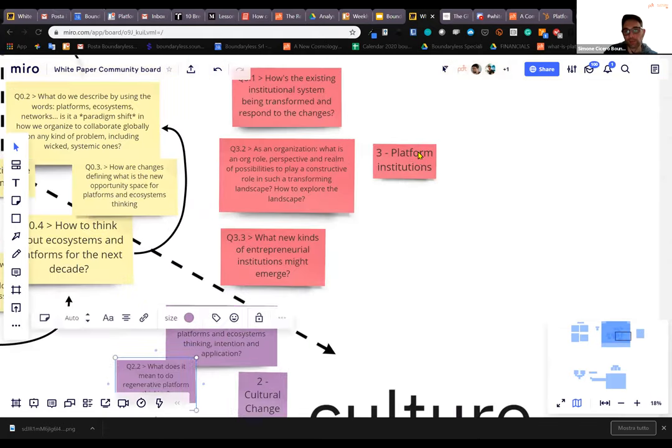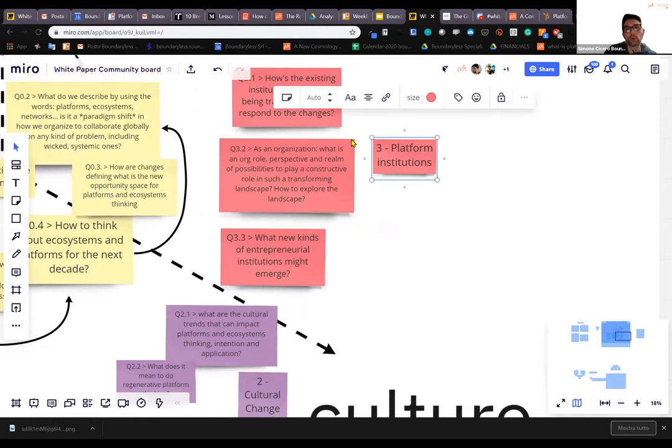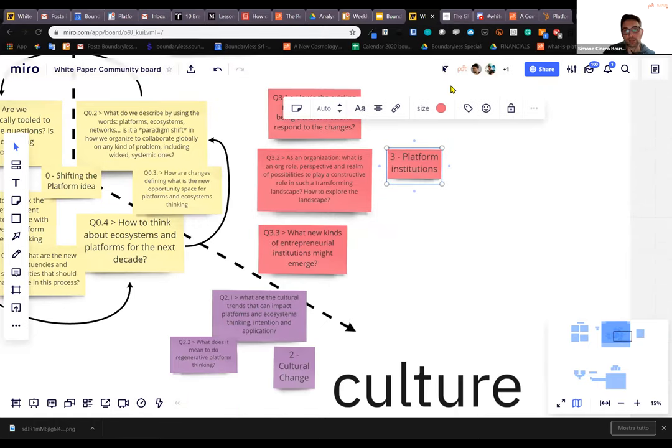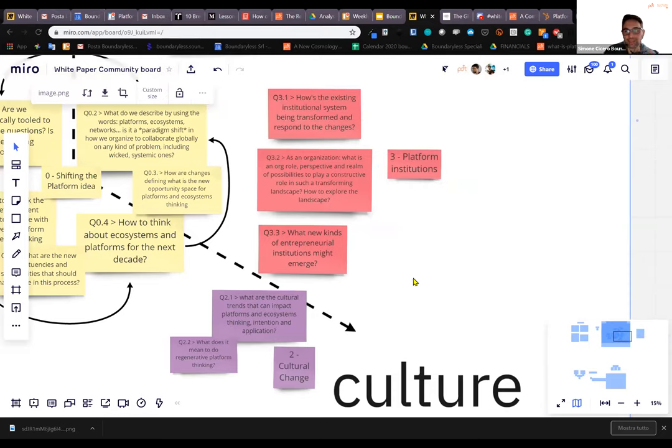Area number three is about platform institutions. What we want to understand here is how the existing system of organizations and institutions that we have is going to resonate, change, transform, bounce, respond, integrate this new potential. So we're talking about many, many things here.